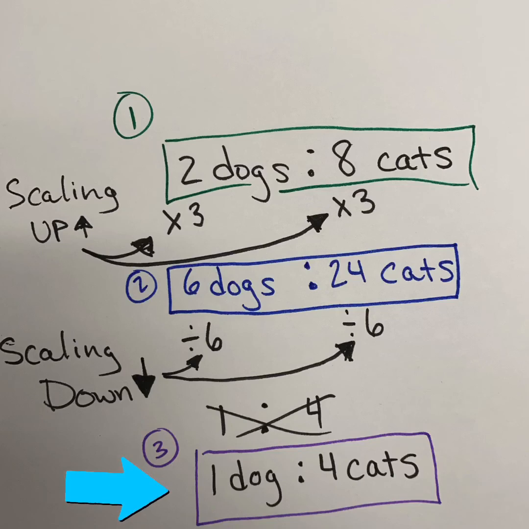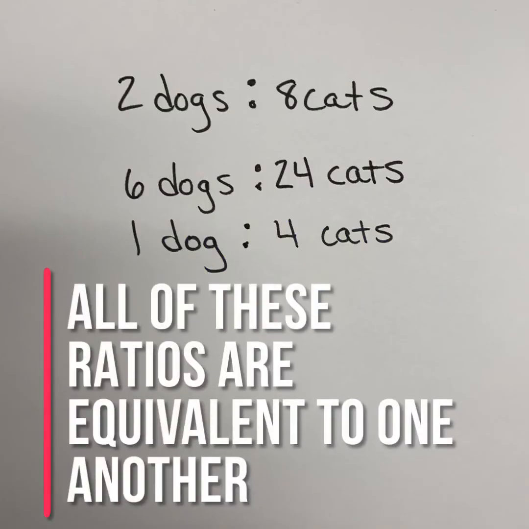What does that mean? Well, it means that this is an equivalent ratio to both 6 dogs and 24 cats, and it's an equivalent ratio to 2 dogs to 8 cats. So just to clean things up a little bit and to reinforce this, all of these ratios are equivalent to one another because they maintain that same ratio of there being 4 times as many cats as there are dogs.